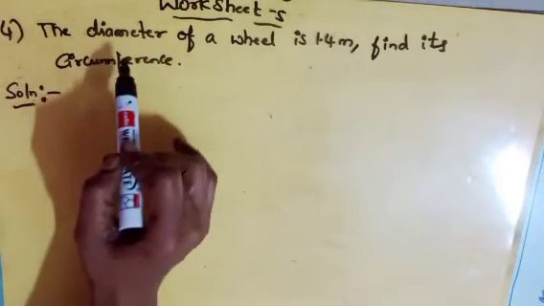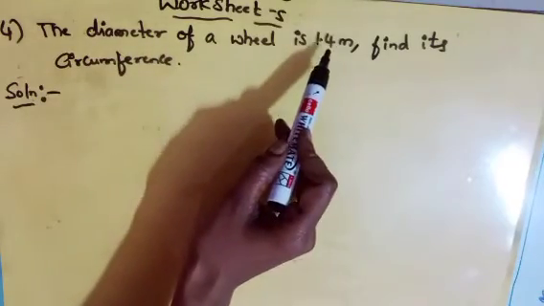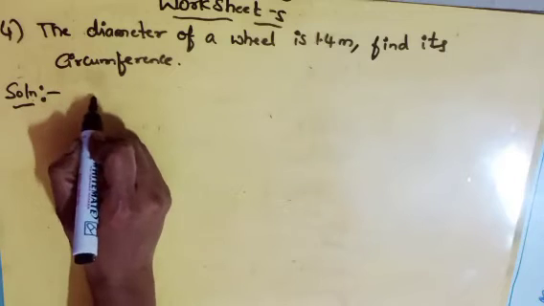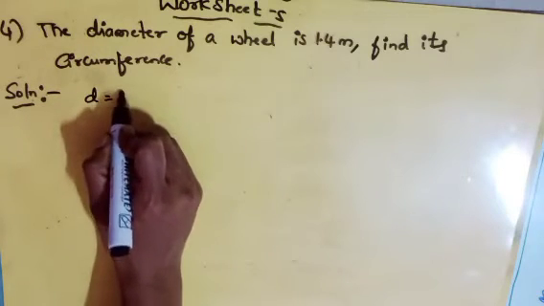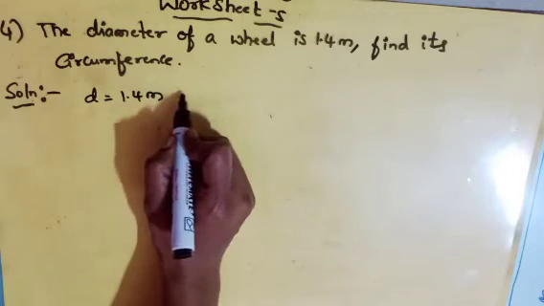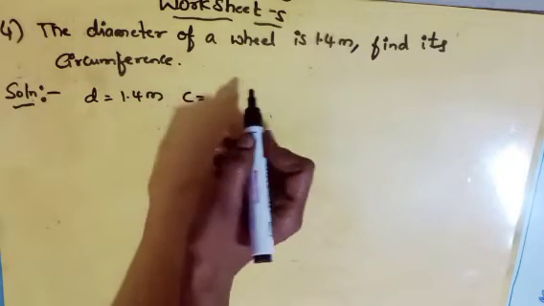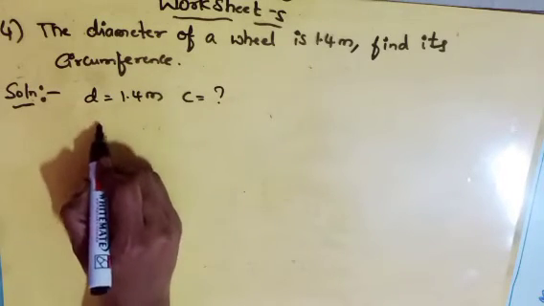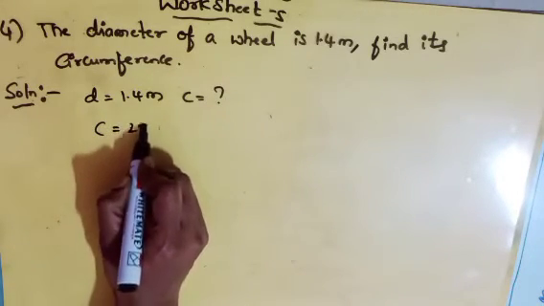Fourth one, the diameter of a wheel is 1.4 meter. Find its circumference. So what is given? D equals 1.4 meter. That means the diameter equals 1.4 meter. So what do we have to find here? Circumference. C equals how much? The formula to calculate the circumference of a circle is 2 pi r.